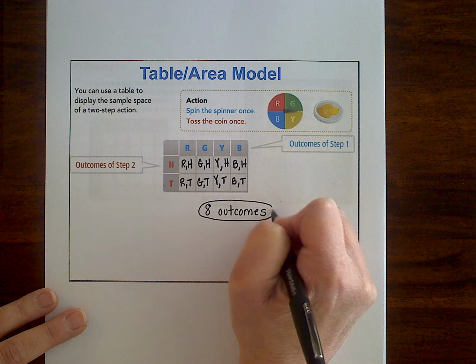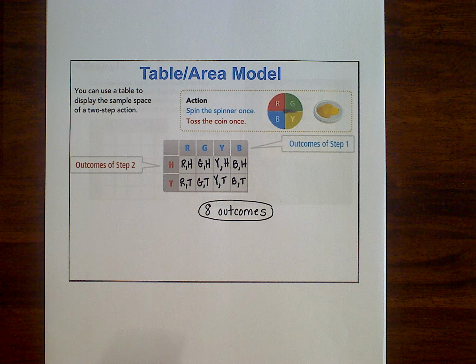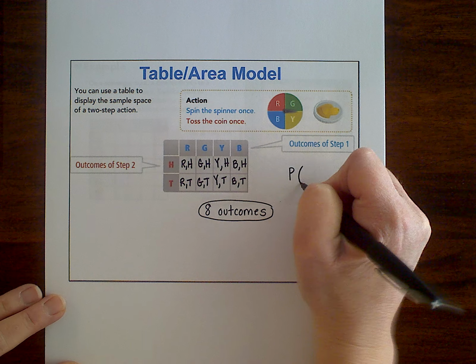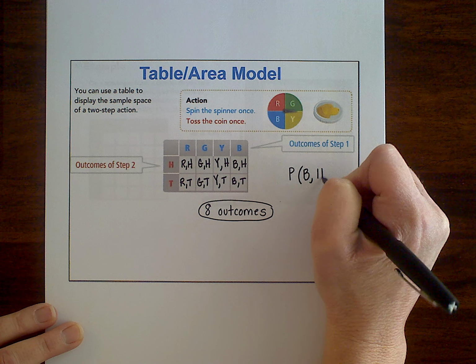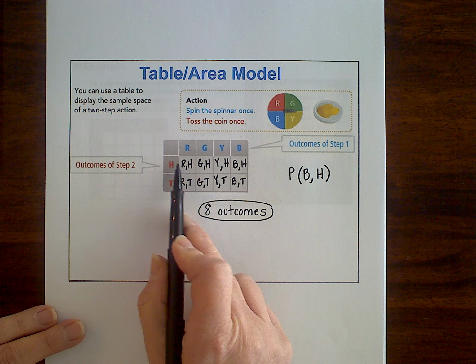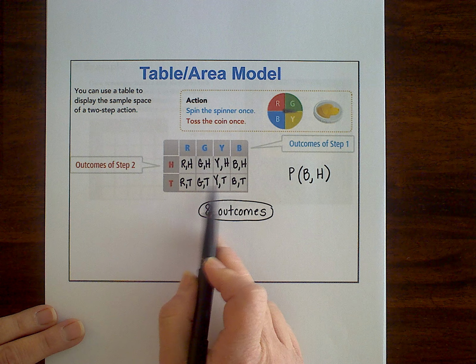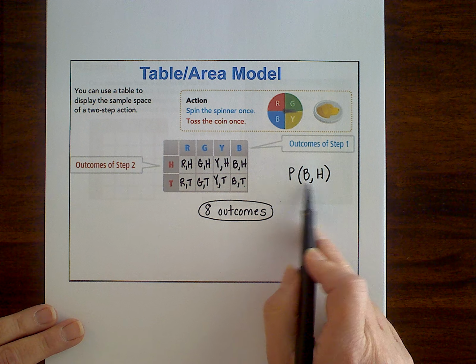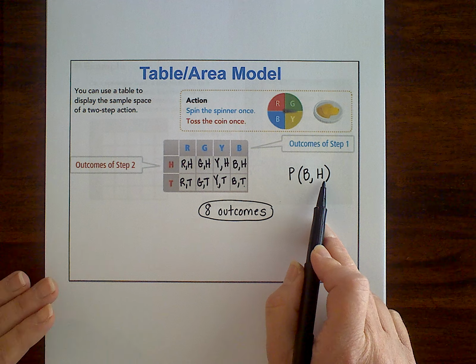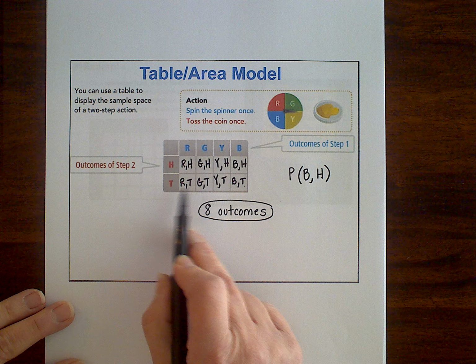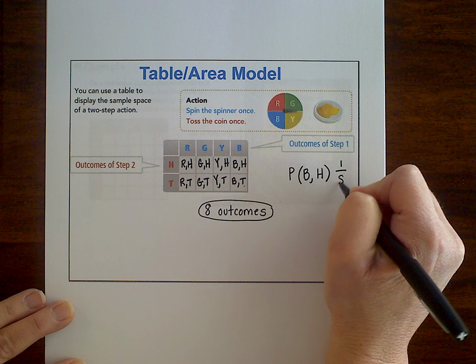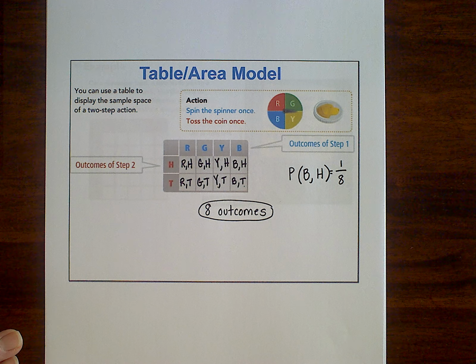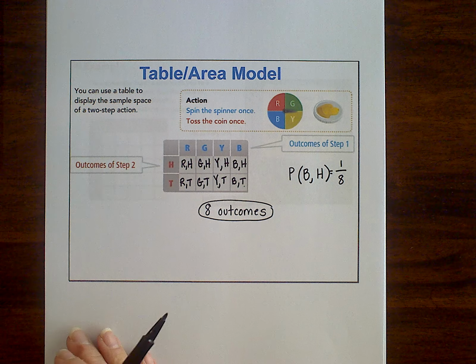All right. Now, if I wanted to say, what is the probability that we would spin blue and land on heads? You would use this table to help you find how many times we see the B for blue and the H for heads. Looking at this table, it shows up just once, and there was a total of 8 outcomes. So that, ladies and gentlemen, is the probability of that event occurring. And we will talk more about probability next week.